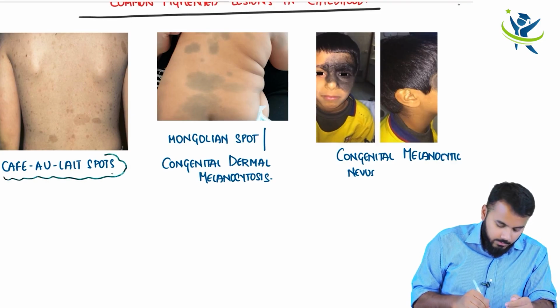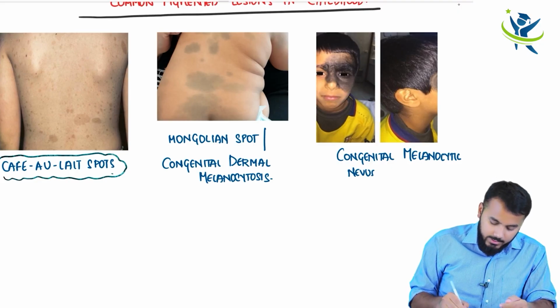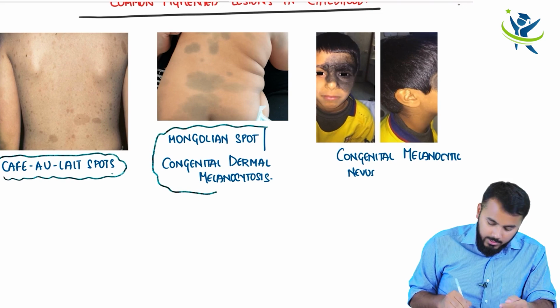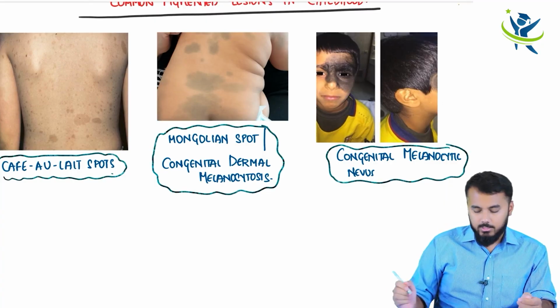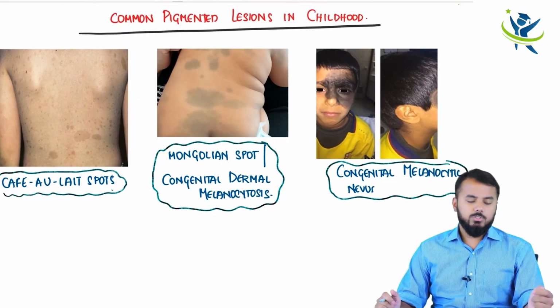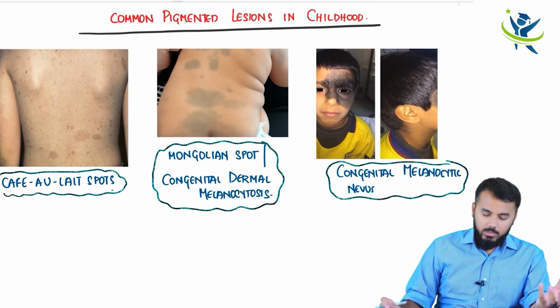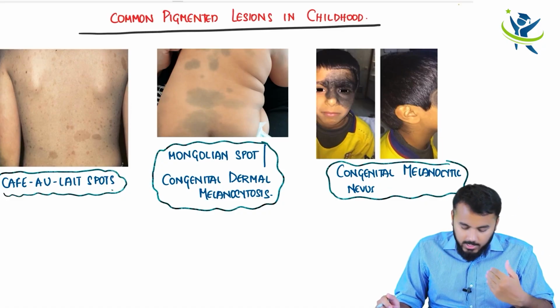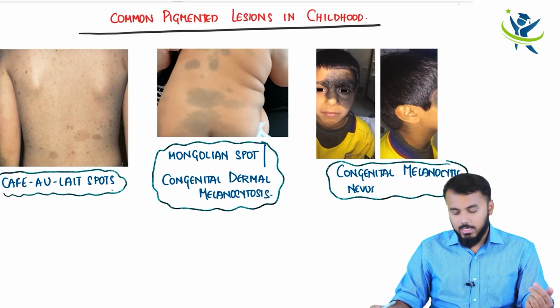These are three very important things which you definitely have to know. One is café-au-lait spots, next the Mongolian spots, and the last one, congenital melanocytic nevus. These are the basic common pigmented lesions which you see in childhood. Now our main focus will be on congenital dermal melanocytosis as well as congenital melanocytic nevus.